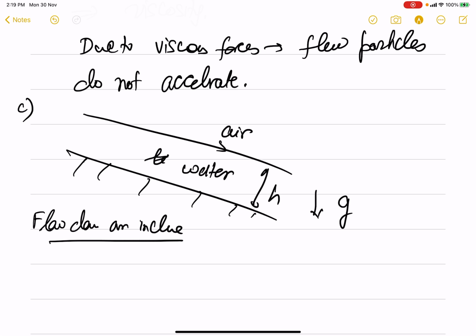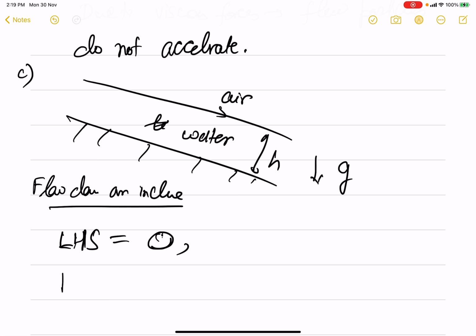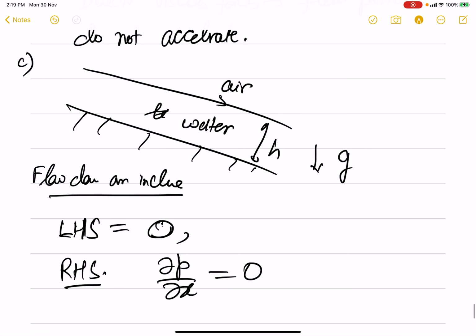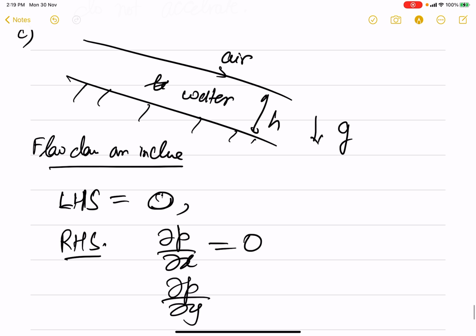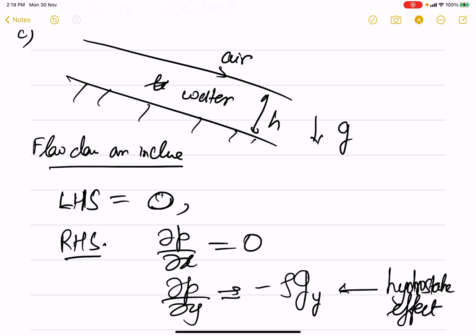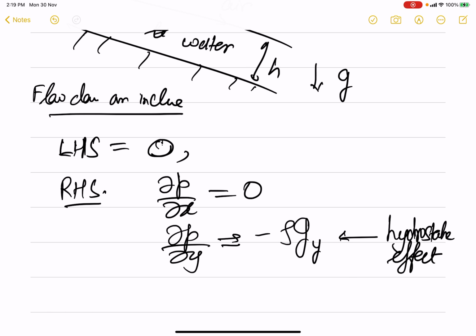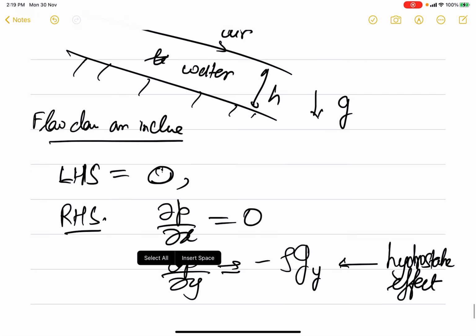So in this again, when we look at it, the left hand side of the Navier-Stokes equation was equal to 0. In the right hand side, what we got was partial P by partial X was 0, and partial P by partial Y was equal to rho times the gravity in the Y direction. So this was basically like the hydrostatic effect. In the Y direction, the gravity component basically takes care of the pressure difference.